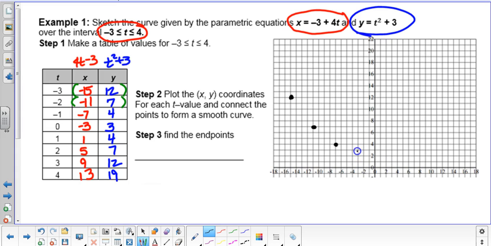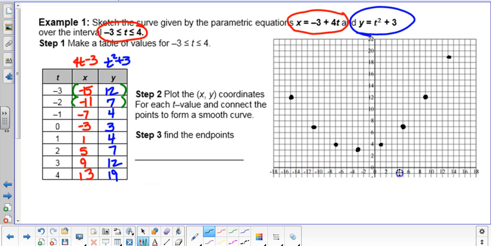-3, 3. One, 4, 5, 7. Yeah, well, try doing it on this thing. It's even worse. All right, I'm not sure how accurate I was, but does everybody look something like that? Okay.